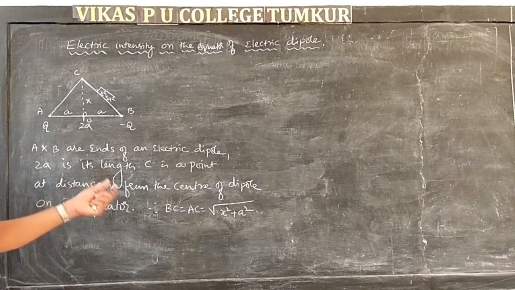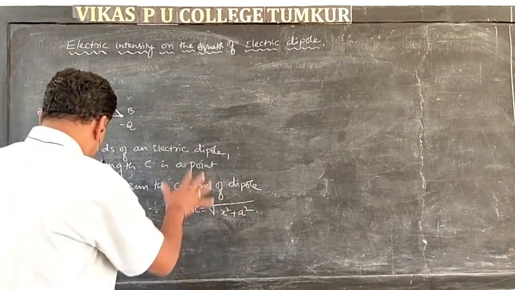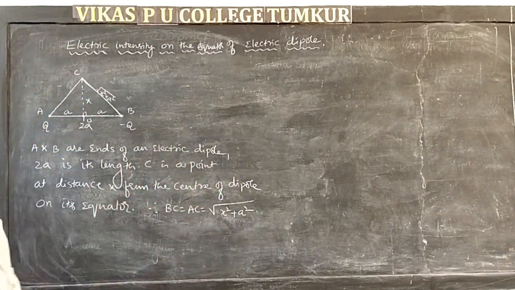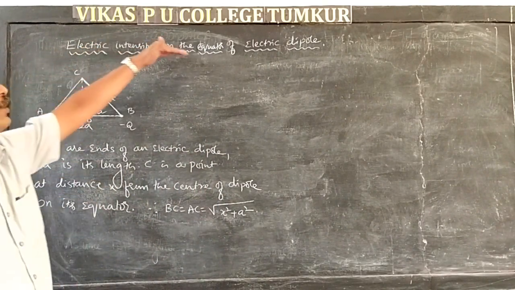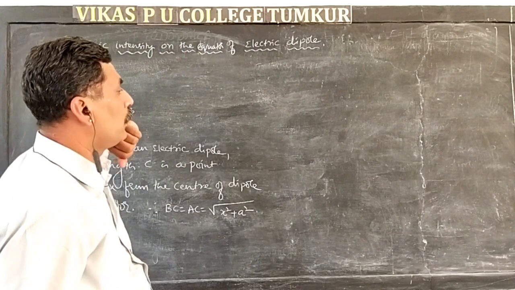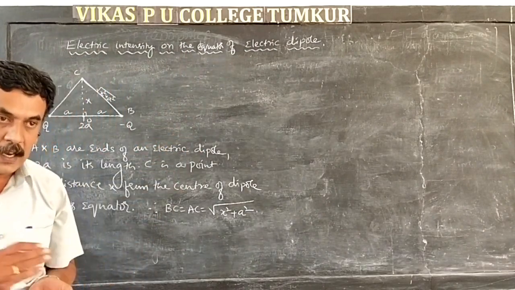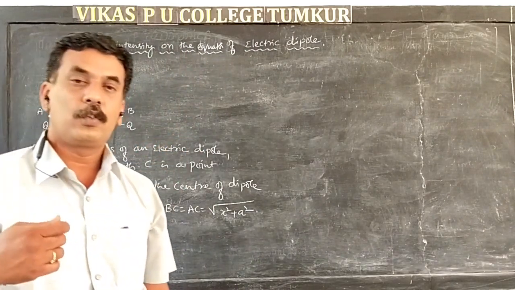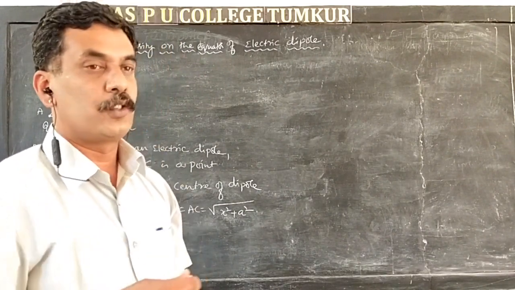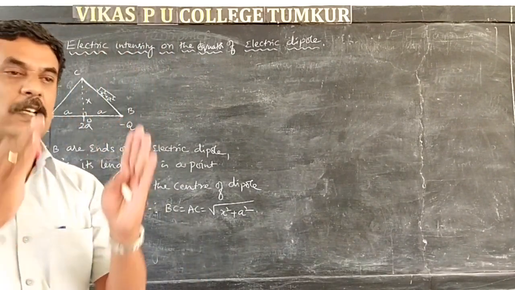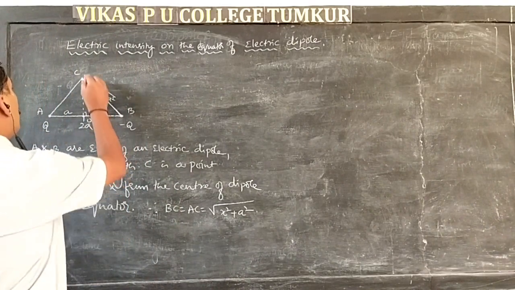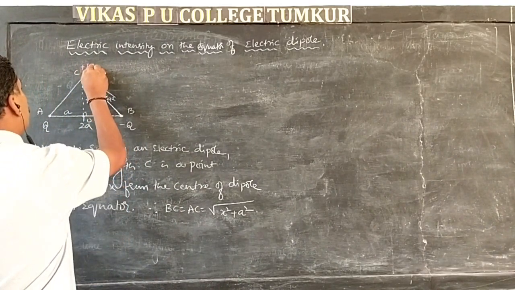So, these are basics, preliminaries. Now, my intention is to find electric intensity on the equator. Electric intensity, as told many a times, is the force on a unit positive charge. So now 1 coulomb charge assume ಮಾಡ್ಕೊಳ್ತೀನಿ.